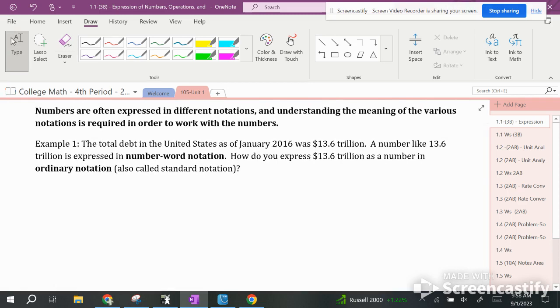Okay, so the total debt of the United States in January 2016 was $13.6 trillion. So a number like 13.6 trillion is expressed in number word notation. So we say that verbally. So what we're going to do is write that in number notation, so ordinary notation. We're going to write it out as a number. Okay, so how many zeros?